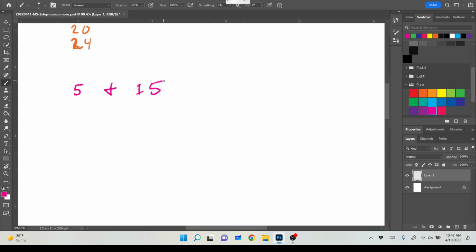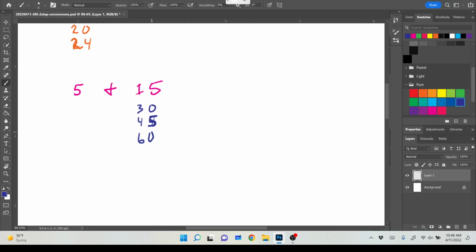Let's do 5 and 15. Again, let's start with the bigger number. What are the multiples of 15? What's 15 times 2? 30. 15 times 3? 45. 15 times 4? It'd be 2 30s. 60. That's probably plenty to be getting on with.